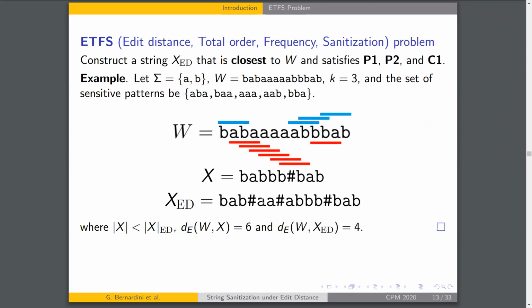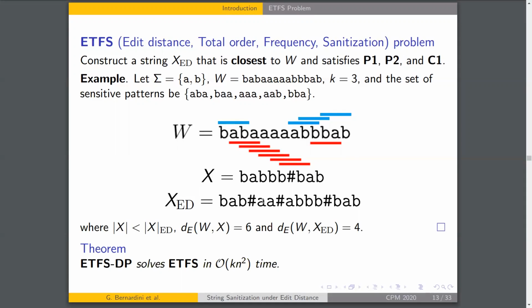So the edit distance between X and W is 6, while the edit distance between XED and W is 4. And it turns out that the minimum edit distance between such a string and W is 4, so XED would be a valid output of our ETFS algorithm. Now the theorem this paper is about is that we have an algorithm, ETFS dp, which solves ETFS in k n squared time.